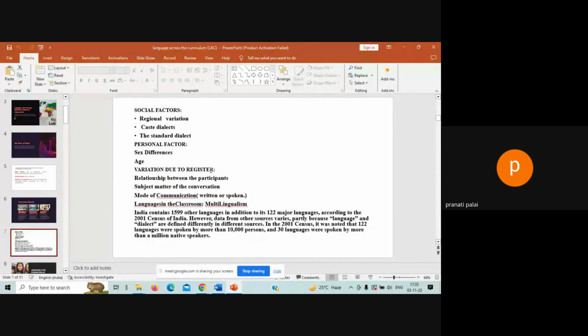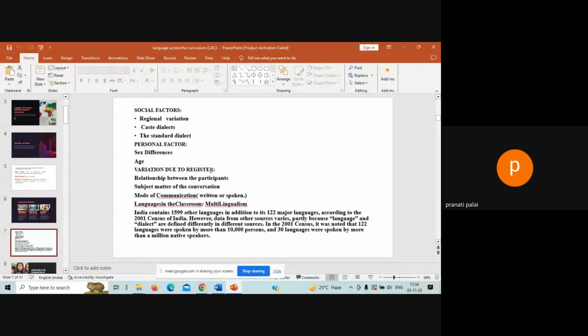Written communication, or the written mode of communication, is more formal than spoken communication. In spoken communication, we can use small phrases, whereas written communication needs a specific type of instruction. Next is languages in the classroom. Our classroom is multilingual, as we have several languages.